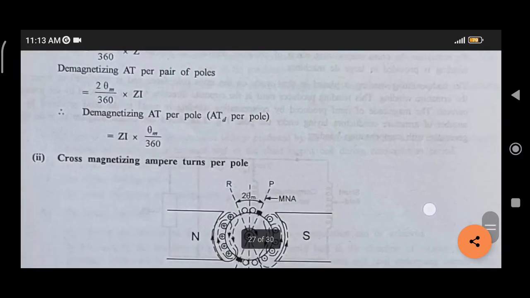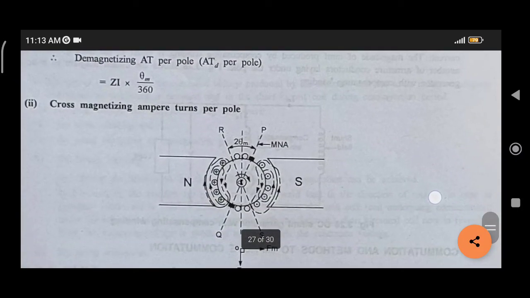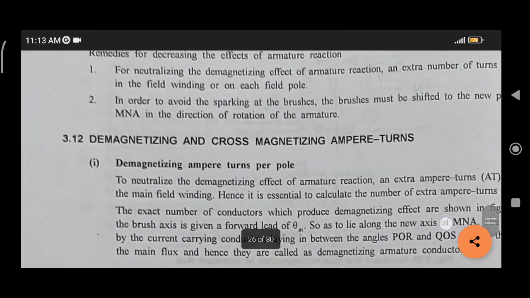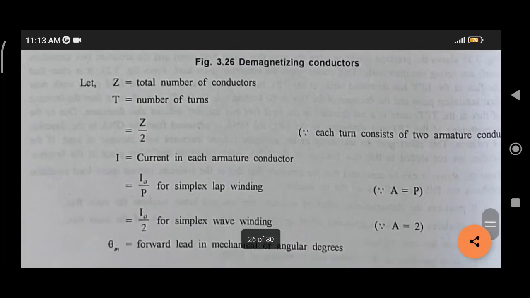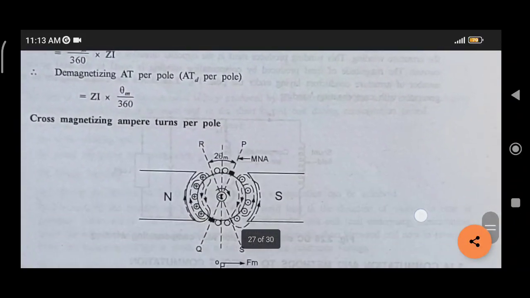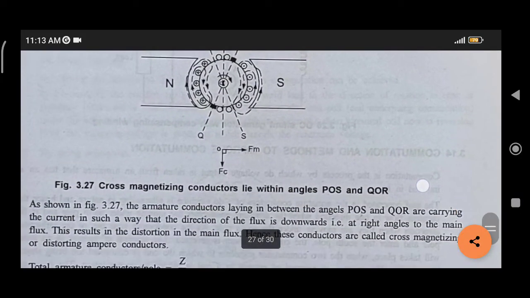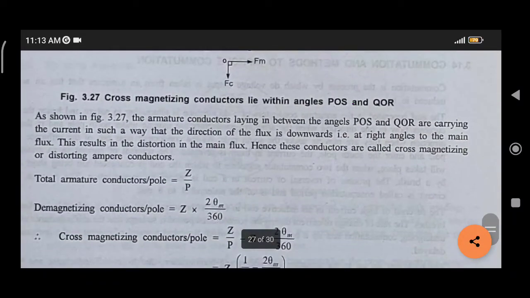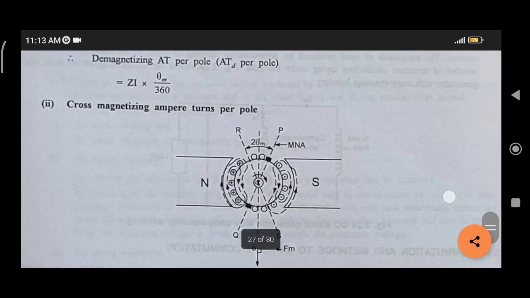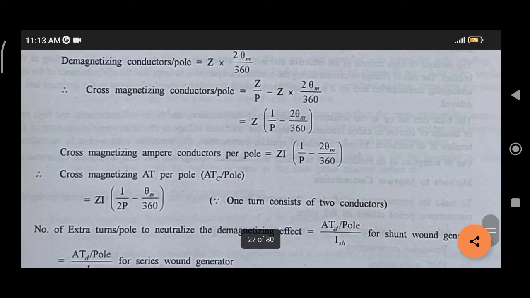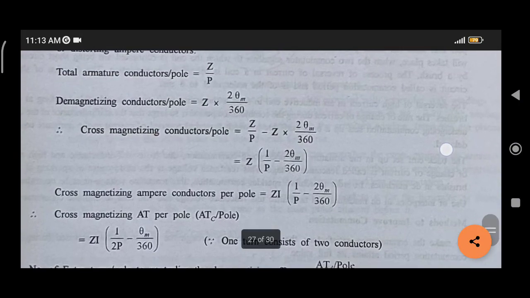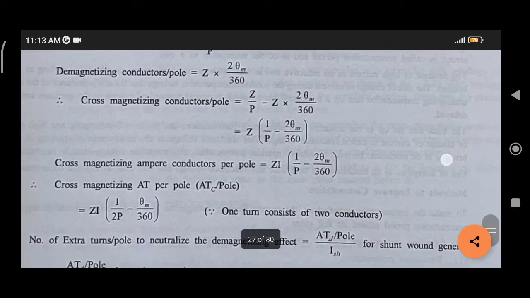Now, what about cross magnetizing? Here we saw the demagnetizing ampere turns. Now we are going to see the cross magnetizing. If the effect is cross magnetizing, we have to add extra ampere turns to neutralize these cross magnetizing ampere turns. This is the calculation for how many turns we require in order to neutralize this.